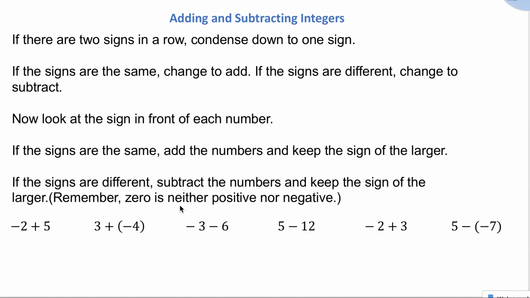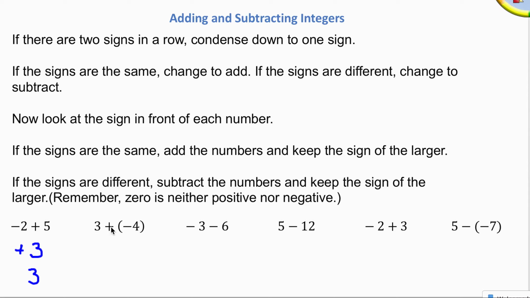Okay? So, right here, I don't have multiple signs. Oh, let me get my pen, guys. I do not have multiple signs. That's the first step, condensed down to one sign. The signs are different. That means minus. I'm going to subtract the numbers without regard to the sign. 5 minus 2 is 3. You keep the sign in front of the biggest number. Now, I'm putting this for emphasis. Technically, if the sign is plus that we're keeping, we don't have to write it, right?